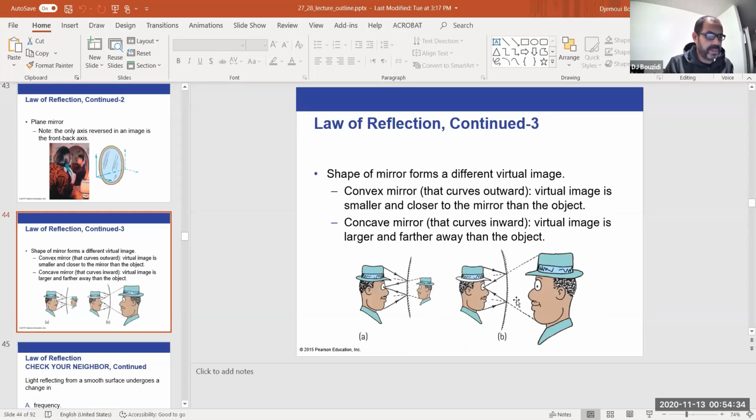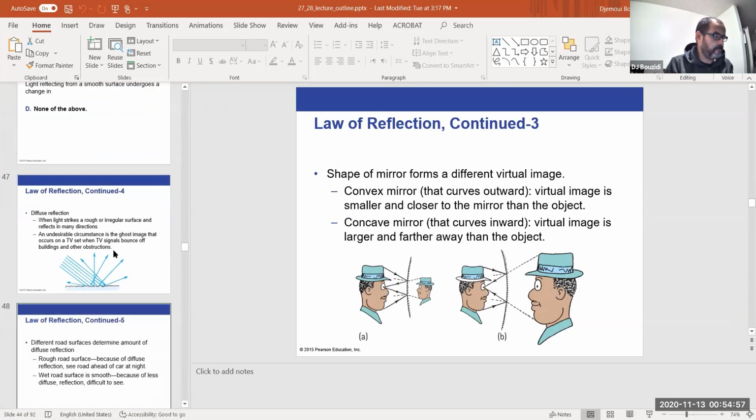Okay, again, we talked about concave mirror and we talked about convex mirror, okay? So for the convex mirror, the image is on the other side. And for concave mirror, it's also the other side, okay? For this situation, depending on how far you are from the focal point.